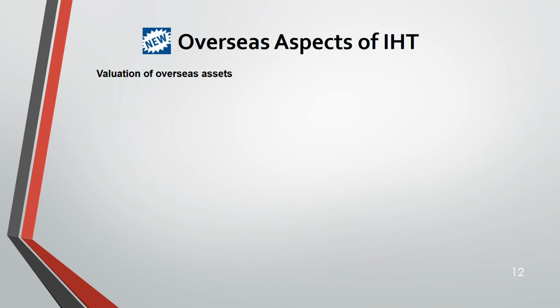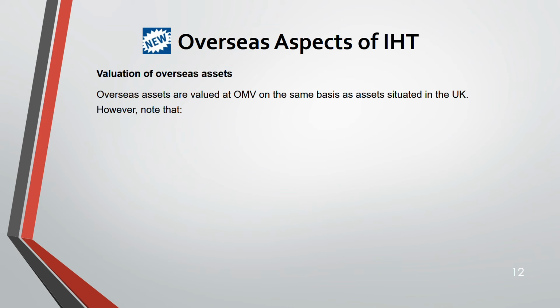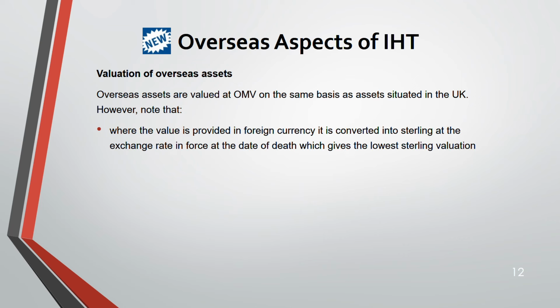Valuation of overseas assets. Overseas assets are valued at open market value on the same basis as assets situated in the UK, but there are some differences. Number one, if the value is given in foreign currency, you have to convert it into sterling. In the exam, exchange rates will be given to you. Okay, and which exchange rate do you have to use? If you are given 2-3 exchange rates, the exchange rate at the date of death.